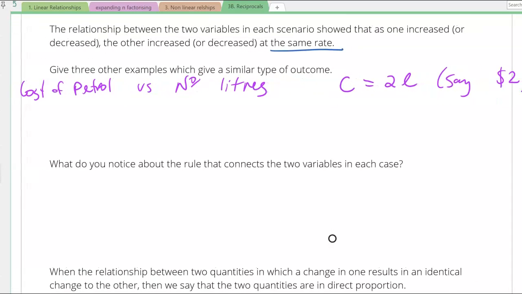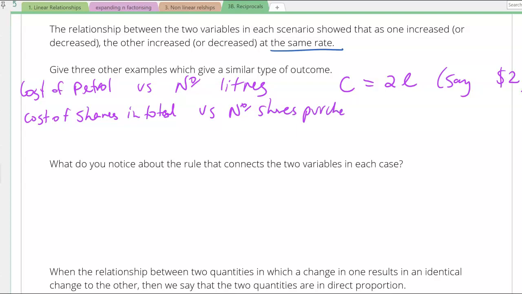Something else, another example. Shares, yeah, at a fixed price. The cost of your shares in total versus the number of shares purchased. With shares, there's brokerage fees and such, but generally, if we don't include that kind of thing, we're just looking at the cost of shares.